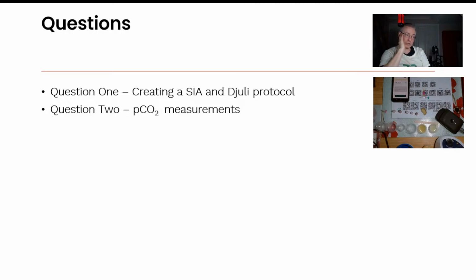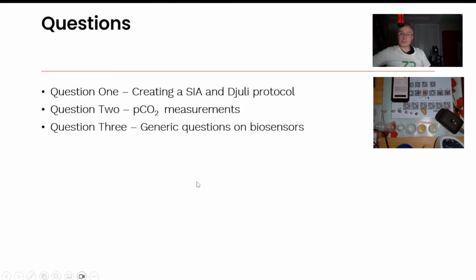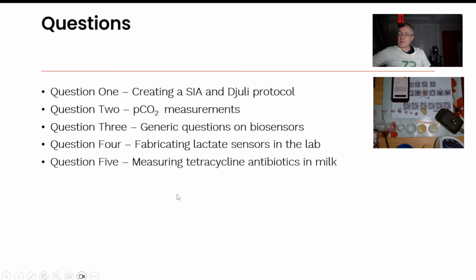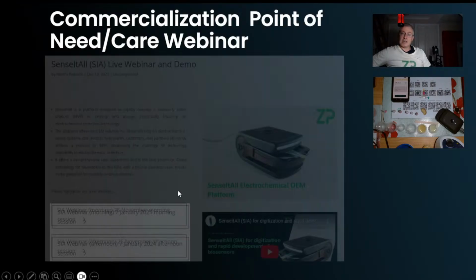But there are about 14 parameters that make up something called the comprehensive metabolic panel, and on there is PCO2. So I'll talk about measuring PCO2, which is the partial pressure of carbon dioxide in the blood. Then some generic questions on biosensors, which I'll answer. Fabricating lactate sensors in the lab. Measuring tetracycline antibiotics in milk. And measuring dopamine. And then we'll be coming to the end.